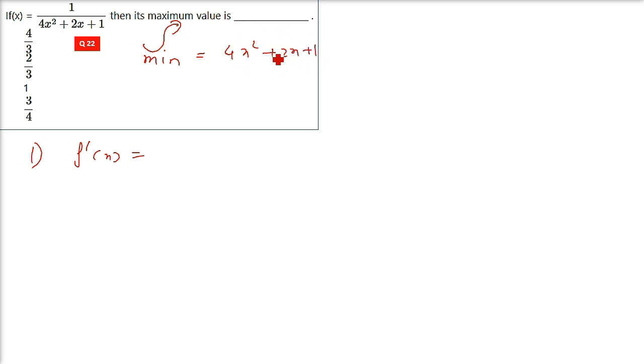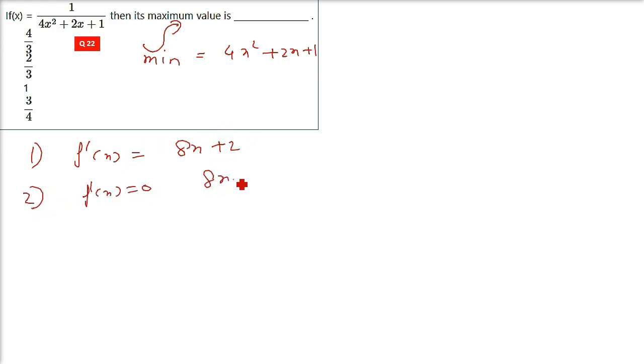Alright. So 4x square plus 2x plus 1, we will just take now the expression not as 1 by this, but 4x square plus 2x plus 1. This is the concept you understood. So we'll now differentiate. We'll start with 4x square plus 2x plus 1. We differentiate it. We equate it to 0.